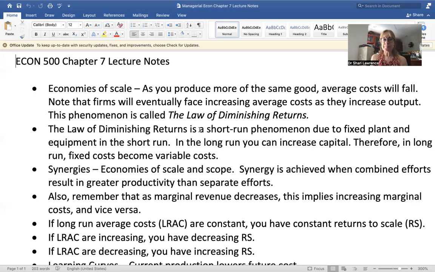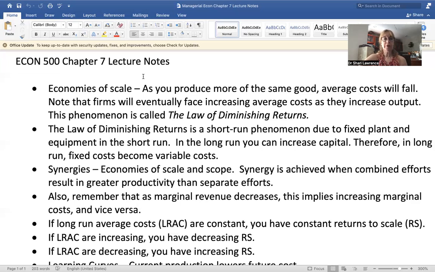So what they're saying here is that this law of diminishing returns is a short-run phenomenon, though, because let's go back to the face mask example. In the short run, you're restricted by the capacity of your fixed plant and equipment. But in the long run, you could build a new plant. You can add more equipment. So this law of diminishing returns is only a short-run phenomenon, because in the long run, you can increase capital, which means you can increase your machinery, expand your plant, and so forth. So in the long run, these fixed costs actually become variable costs, because you can increase your fixed costs in the long run, but not in the short run. Short run means a year or less, long run meaning more than a year.